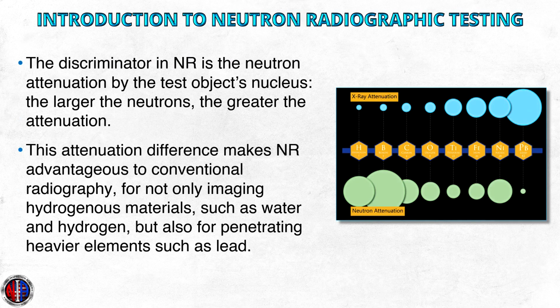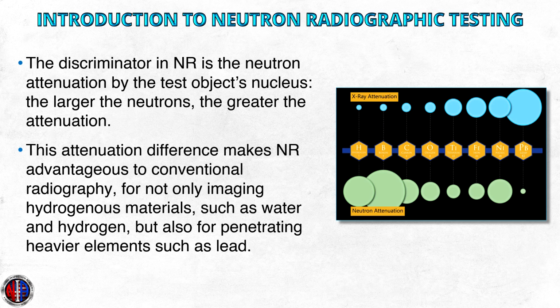As we discussed in our lesson for radiographic testing, the way in which X-ray and gamma radiation photons interact with the atom's electrons and attenuate in a test object determines the contrast of a radiograph. The greater the contrast, the more readily observable the discontinuity. Neutron radiography attenuates much differently in a material to provide a different visual display on film or digital media. The discriminator in neutron radiography is the neutron attenuation by the test object's nucleus. The larger the neutrons in the nucleus, the greater the attenuation.